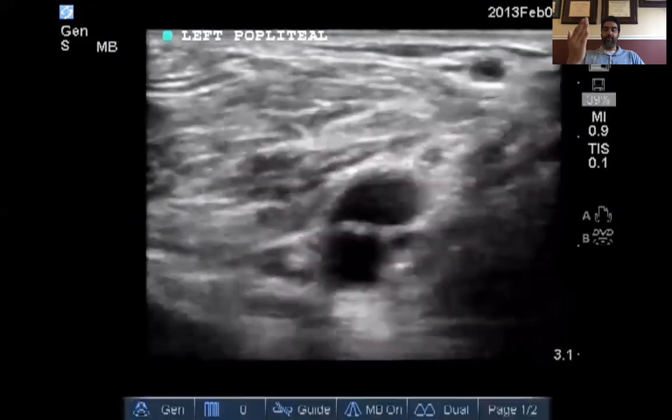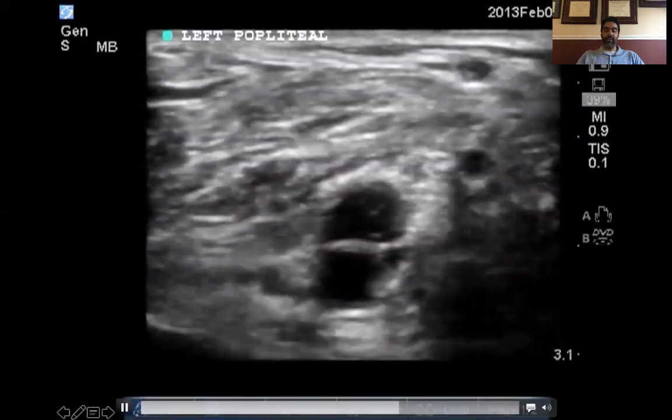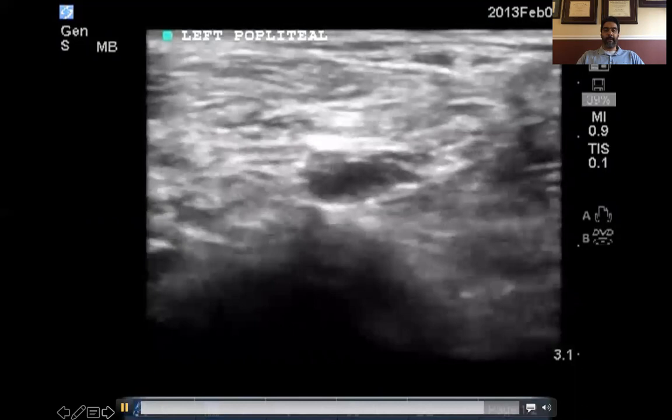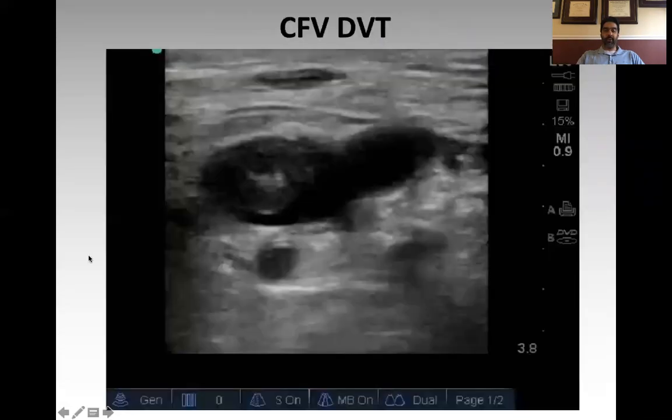And then, like I said, if you angle down in the fossa, you may pick up where that vein branches into 3 branches. Okay. So let's look at some abnormal studies.